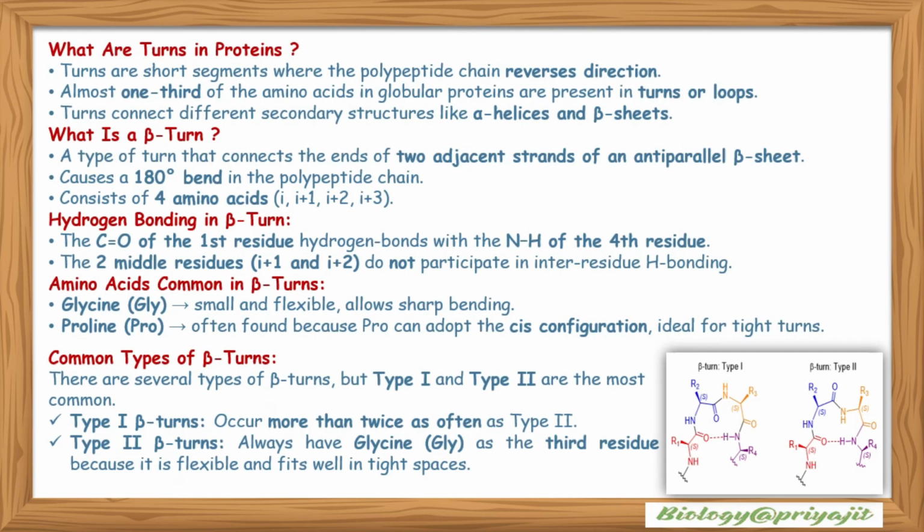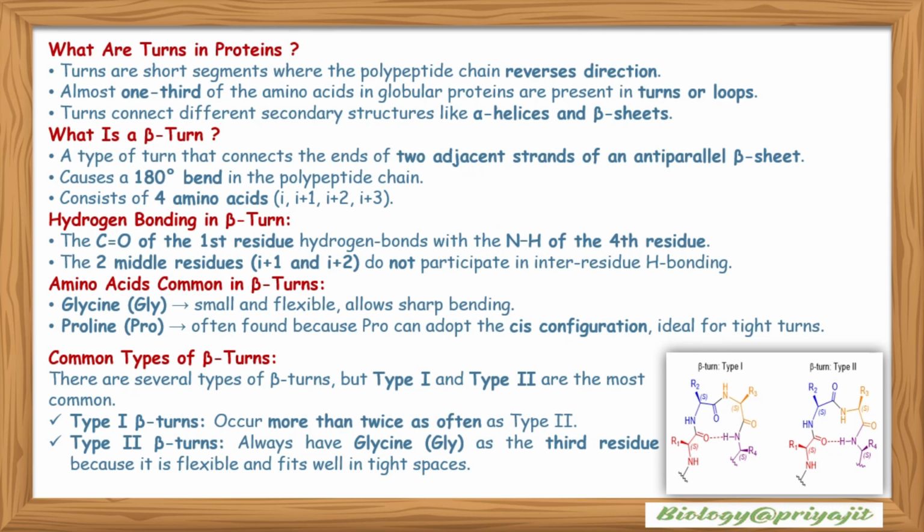Let's dive in. So, what are turns in the proteins? Turns are short segments where the polypeptide chain reverses its direction. Almost one-third of the amino acids in globular proteins are present in turns or loops. Turns connect different secondary structures like alpha helices and beta pleated sheets.